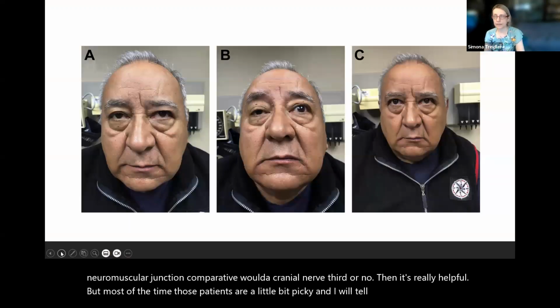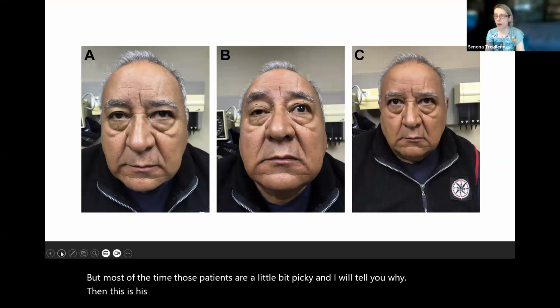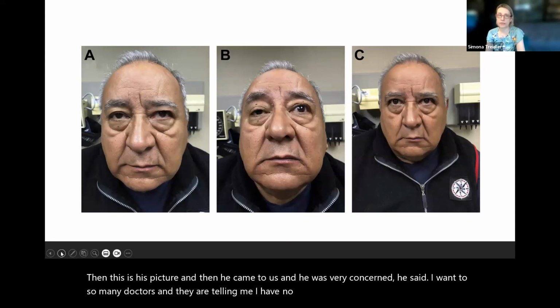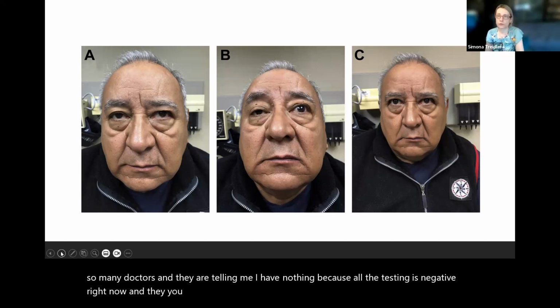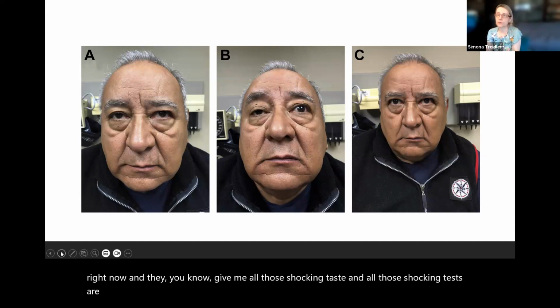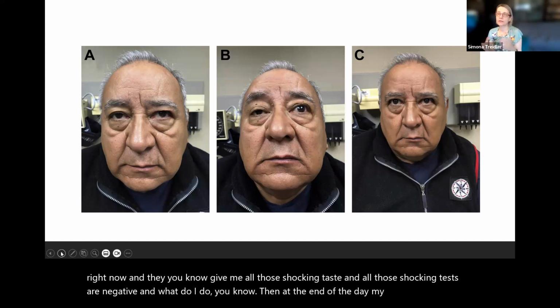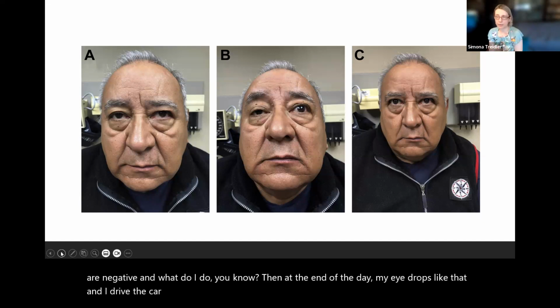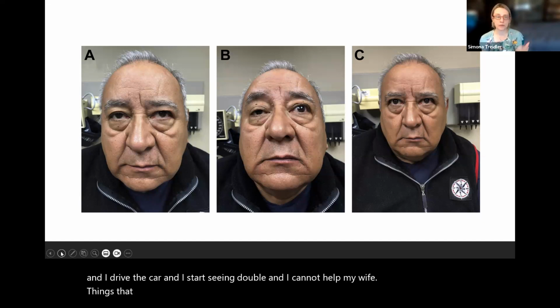Then this is his picture, and he came to us and he was very concerned. He said, I went to so many doctors and they are telling me I have nothing because all the testing is negative right now. They give me all those shocking tests, and all those shocking tests are negative. And what do I do? At the end of the day, my eye droops like that, and I drive the car and I start seeing double, and I cannot help my wife with things that can be done at nighttime. Then what do I do? Then what are you guys going to tell him?